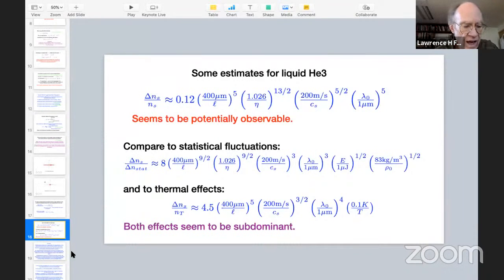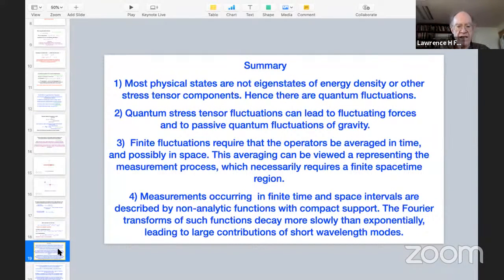So I think I'm about out of time, so let me quickly summarize what I've told you here. Basically, most physical states are not eigenstates of the energy density or other operators. They have quantum fluctuations. They can lead to fluctuating forces or passive fluctuations of the gravitational field. They require fluctuations to be averaged in time at least. And this averaging represents the measurement process, which occurs in a finite region. And this means we need non-analytic functions whose Fourier transforms decay relatively slowly.